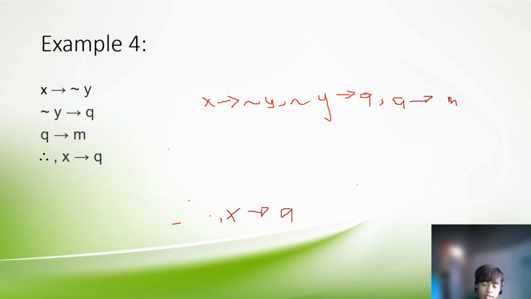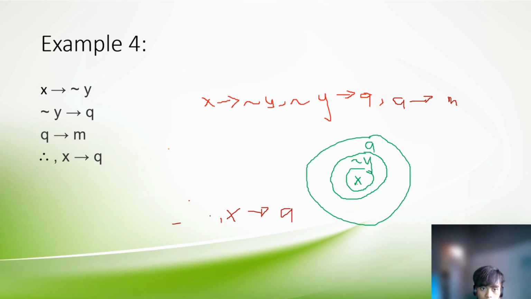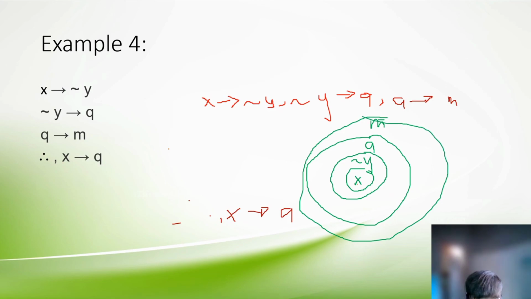Let's check by using a Euler diagram again. X links to Y, and transitivity of Y links to Q, and Q links to M. Okay, so take a look at it. Does X link to Q? We can see that there is a transitivity, or there is a transpose symbol, a symbol like this. Transpose.